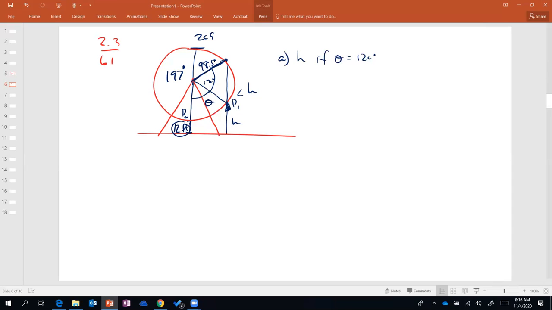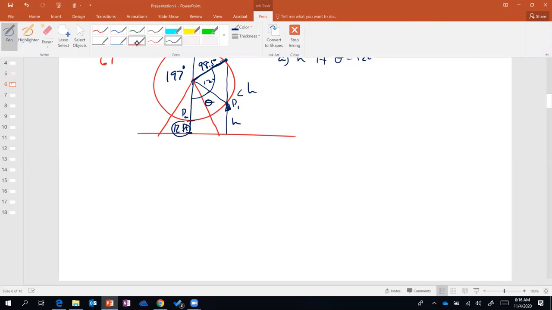Can I zoom in on these? No, I can't. I thought I got 110.5. Okay, how did you do it? It just magically appeared to you.